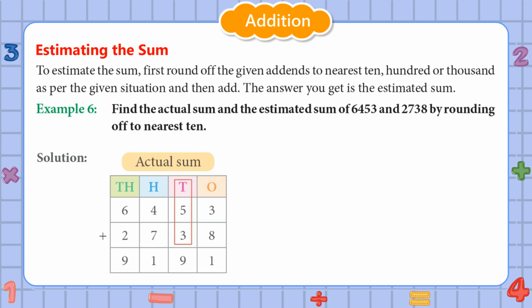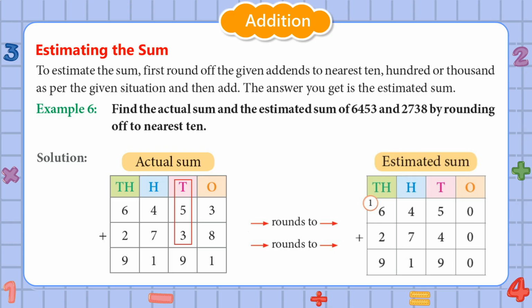Solution. Actual sum: 6,453 plus 2,738 is 9,191. Estimated sum: 6,453 rounds to 6,450 plus 2,738 rounds to 2,740. That is 9,190.